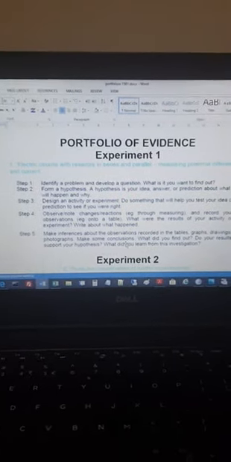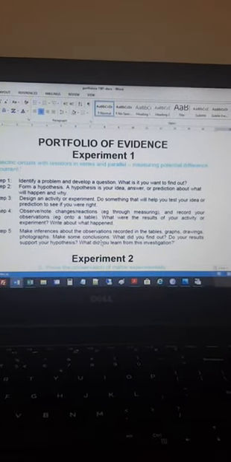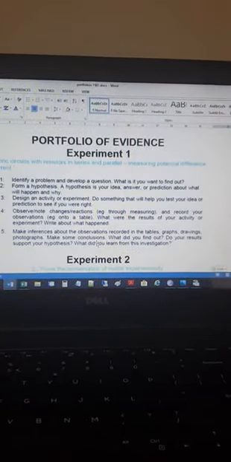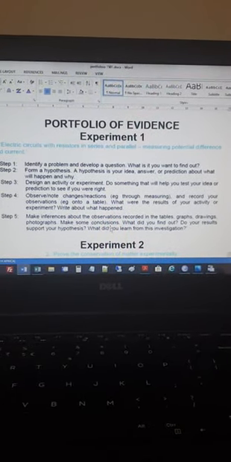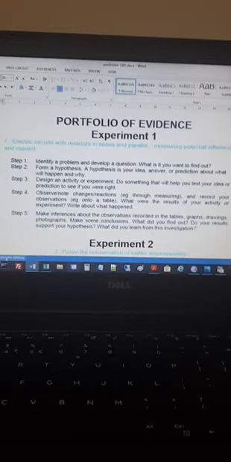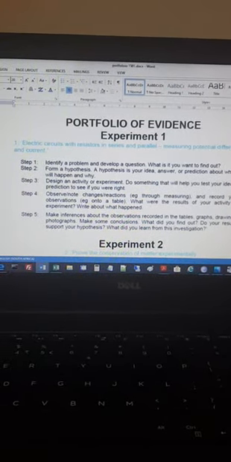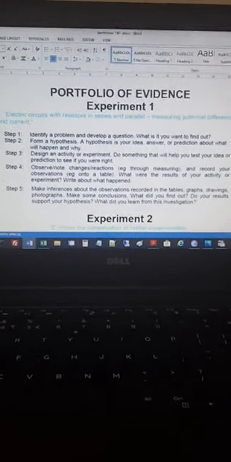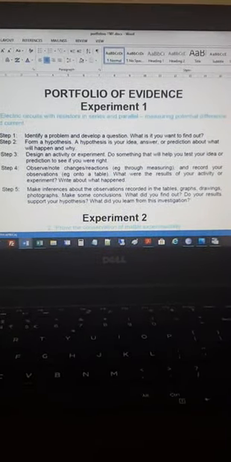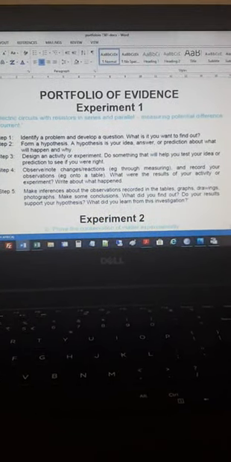Okay, now that we know a little bit more with regards to what an electric circuit is, what a resistor is, what it means when I talk about series and parallel, and what measuring potential difference and current is, now I can go and look at the steps that I want to explain. The first step says identify a problem and develop a question. What is it you want to find out?